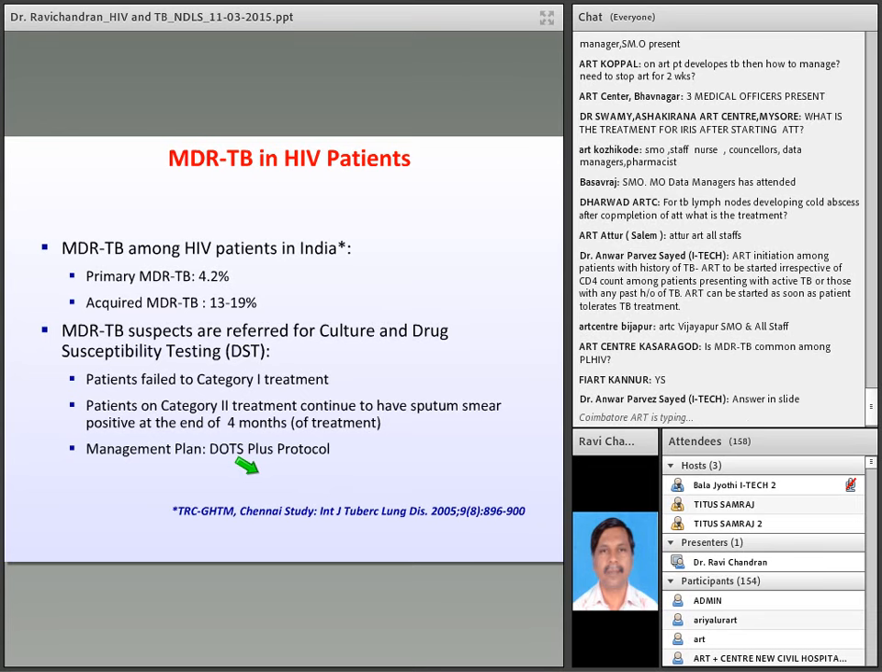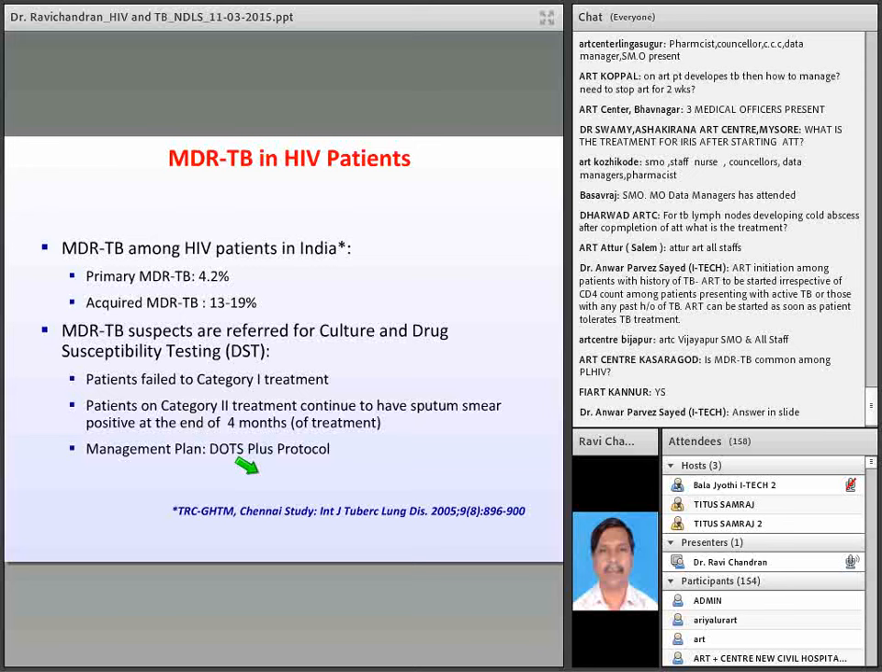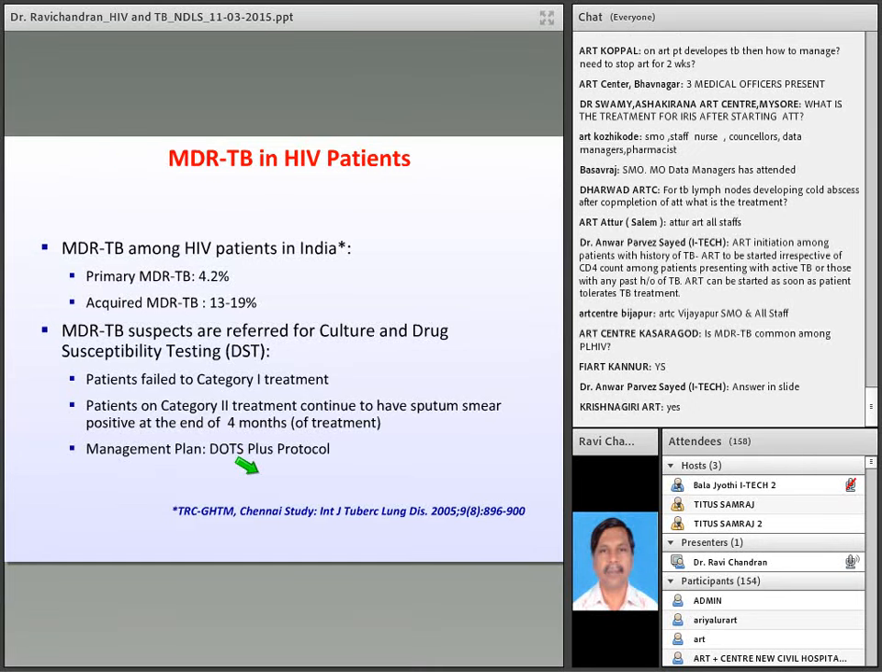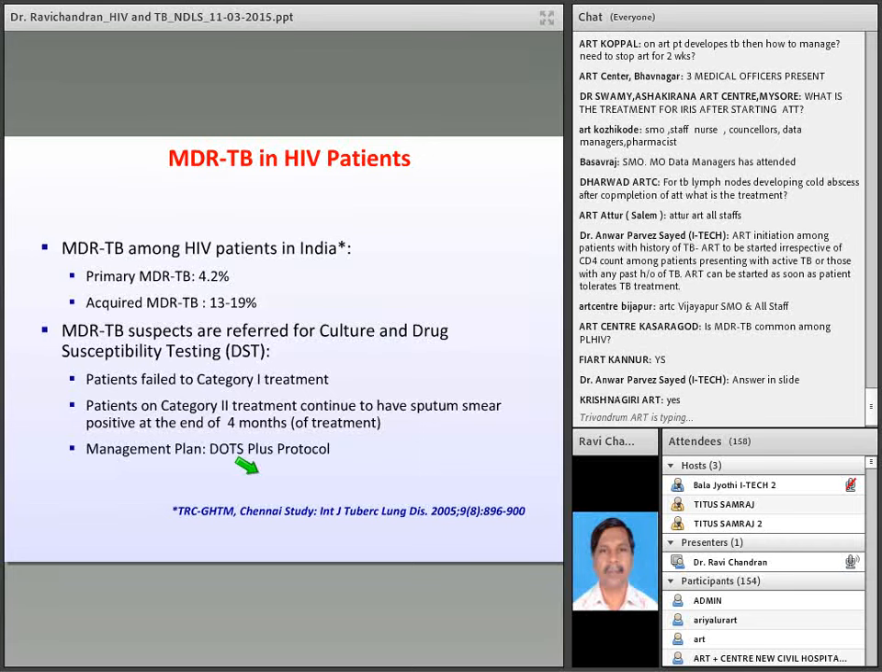Is MDR TB common among patients living with HIV? Yes. MDR TB is more common in patients living with HIV than in patients without HIV infection. But the exact data is not available at present with us.